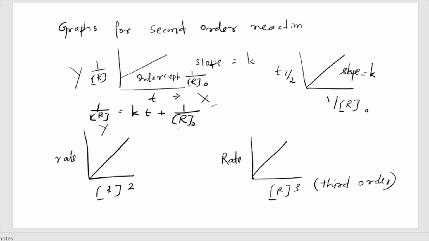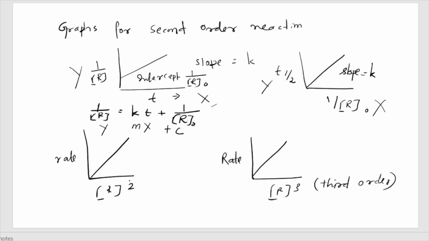Here the intercept is 1 by r0, and k is the slope, with t on the x-axis. So y equals mx plus c. This is the graph, very important. Then t half on the y-axis, and 1 by r0, the initial concentration, on the x-axis. Here it is a single graph that comes from the origin, and the slope is k.